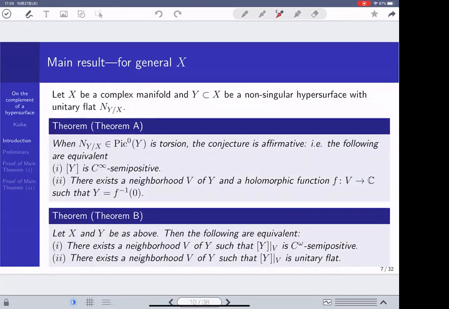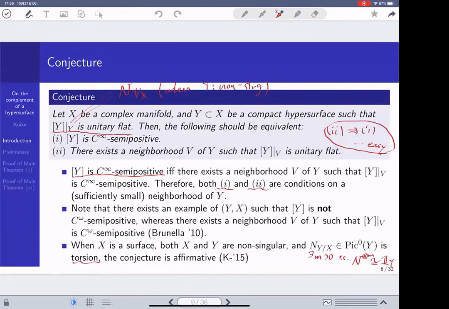I have a question. Can you briefly explain why 2 implies 1? Actually, I will explain it in the preliminaries later. So, yeah.